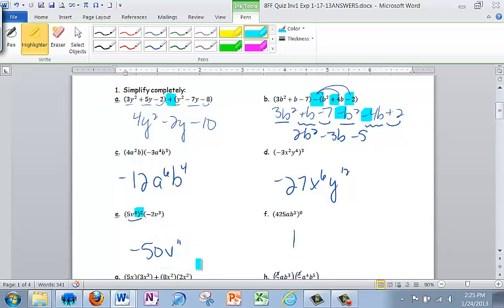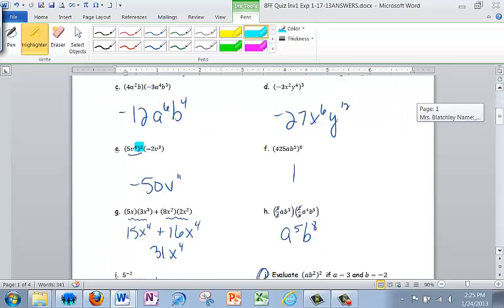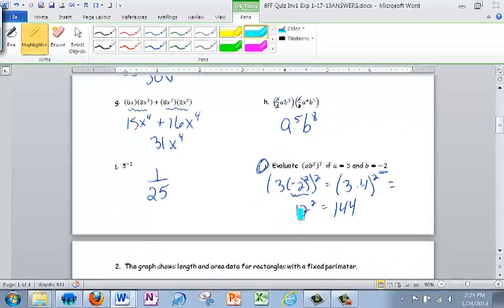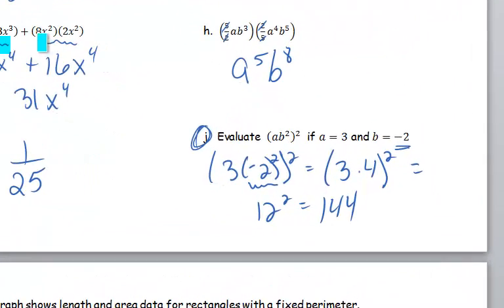Okay? F was a great one. I hope you were happy with that. You get 2 whole points for just saying that anything with 0 power is 1. Good job. Letter G, two things you needed to do. You need to multiply first each of these and then do the addition problem. So this is just order of operations.